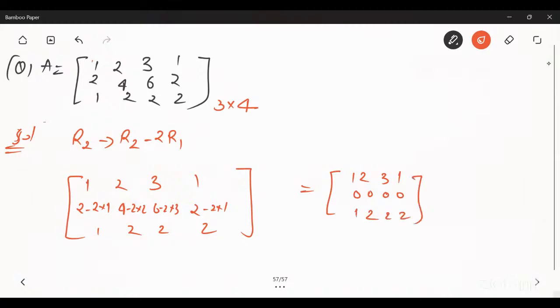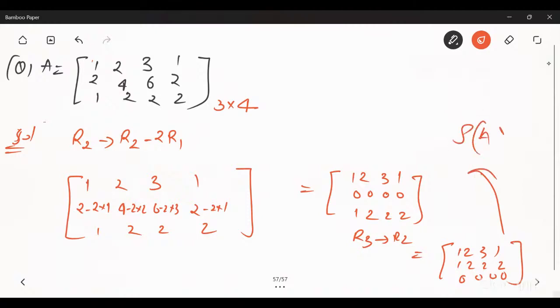Now transform R3 to R2. So R3 tends to R2. So you will get 1, 2, 3, 1, 1, 2, 2, 2, 0, 0, 0, 0. So you will get here two rows which are not zero. So the rank of the matrix is 2.